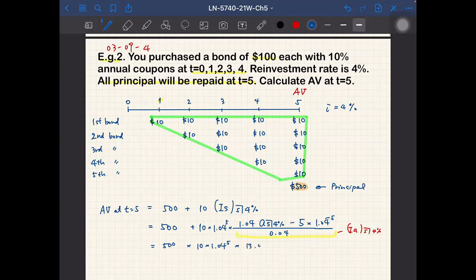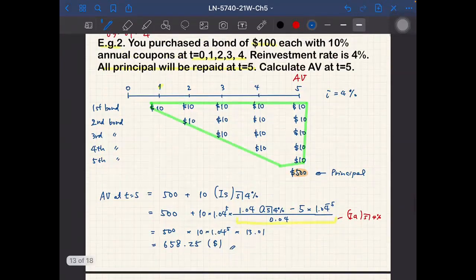So in total, 10 times this times 13.01, and this becomes $658.25. So this is the answer.